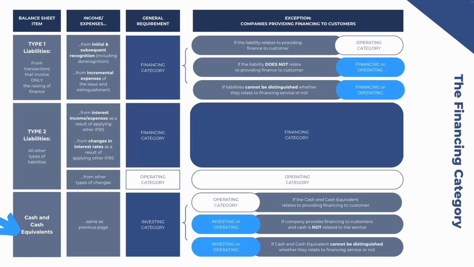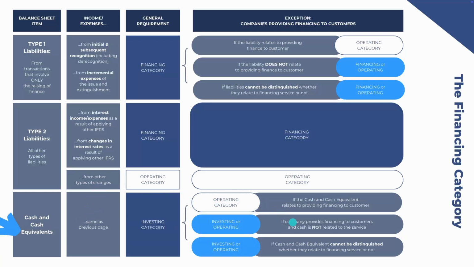Because I said before that, even if you're not investing in assets, if you are under the exception of providing financing to customers, your cash and cash equivalents could be part of that activity of providing financing to customers. So, for cash and cash equivalents, all the income and expenses specified in the slide before, in the general requirements, as I mentioned, belong to the investing category. But if your company belongs to the exception of providing financing to customers, you have to assess if the cash and the cash equivalents relate to the business of providing financing to customers. You have to put the income and expenses in the operating category.